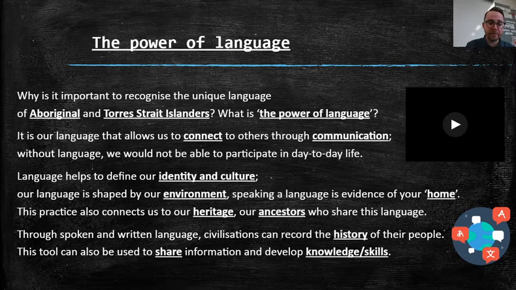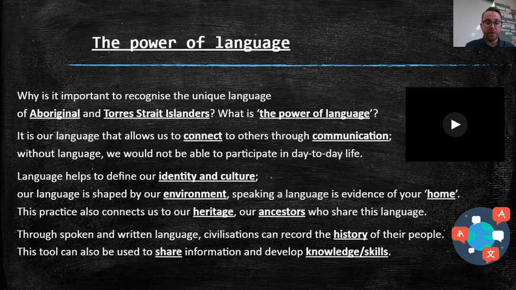Language also connects us to our ancestors, to our heritage, who share this language. I had a lot of mates in high school who had grandparents who were Greek or Chinese, and they would go to language school on the weekend so that they could learn to speak the language that their grandfather spoke, so that they could speak to and interact with and share moments with their parents or with their grandparents. So language is important to our identity and our culture and to recognizing the past.